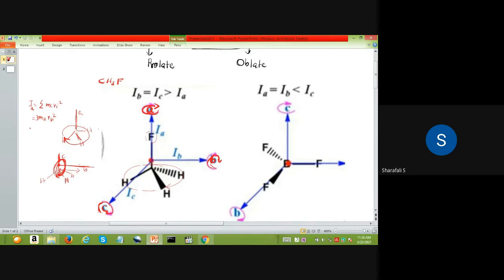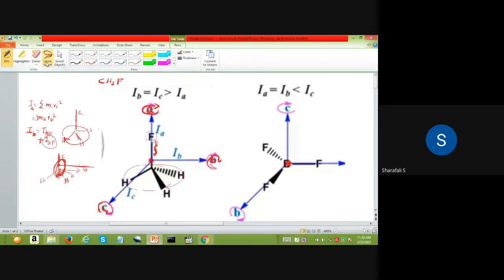But when you consider that I_B, what will happen? We have these three hydrogen atoms, which are separated with some distance from the axis B. So I will just put this I_BH, that is the contribution from the hydrogen atoms, plus I will be having I_BF also, because there is a moment of inertia contribution coming from this fluorine atom, which is also separated from this B axis by this much distance.